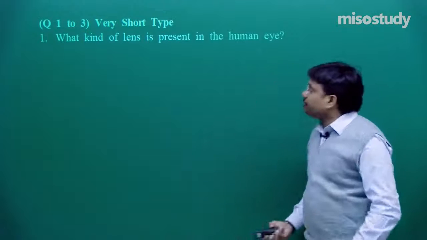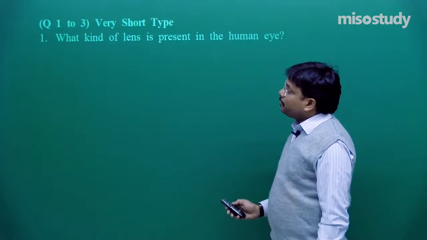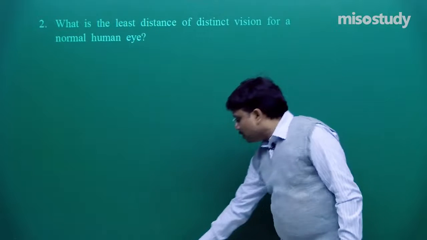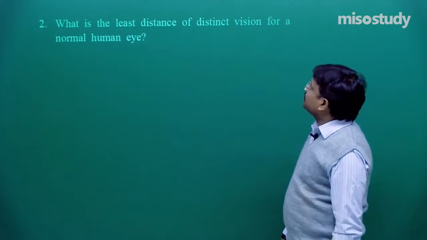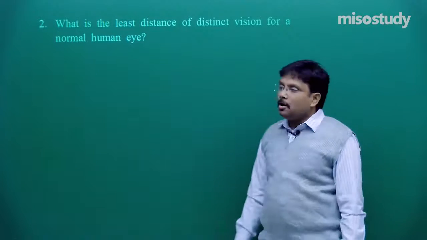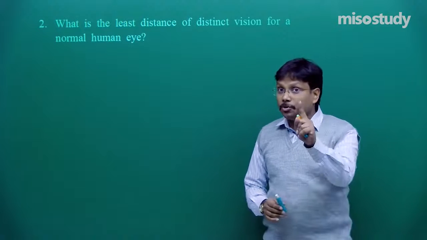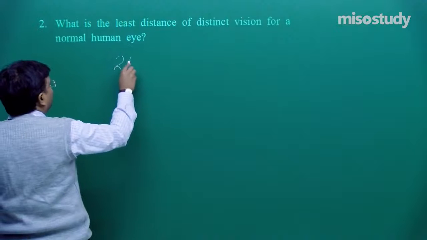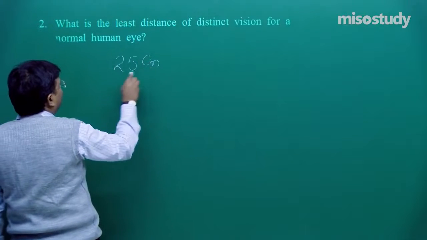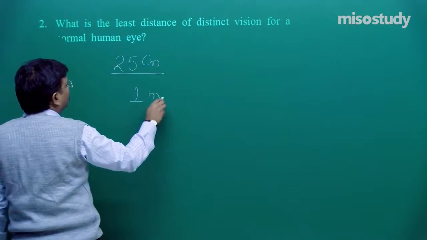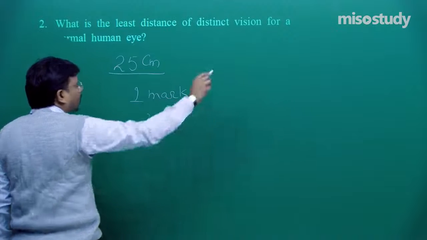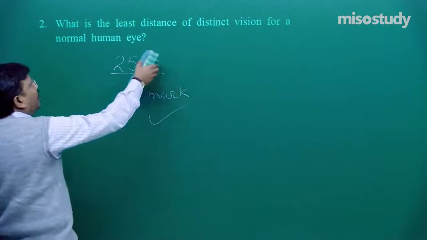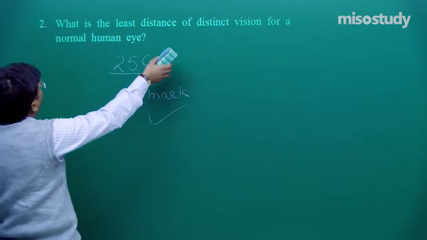Then comes question number 2, and this question is in the same category. What is the least distance of distinct vision for a normal human eye? You should only write down 25 centimeter, 1 mark. As such, there is no need for any type of explanation in this particular question.